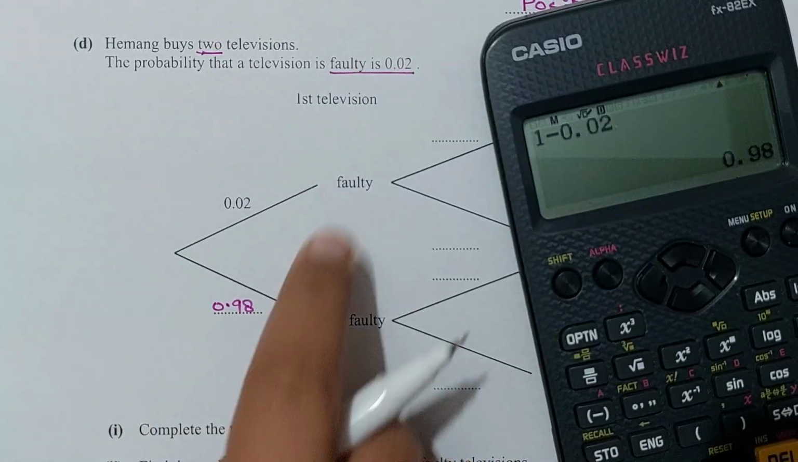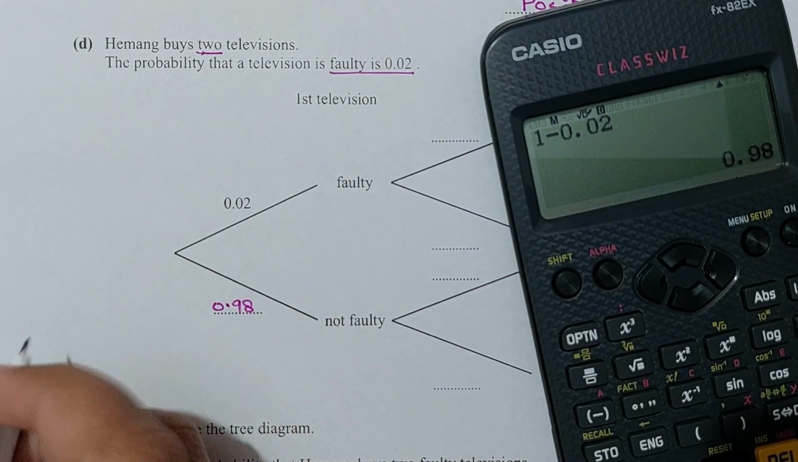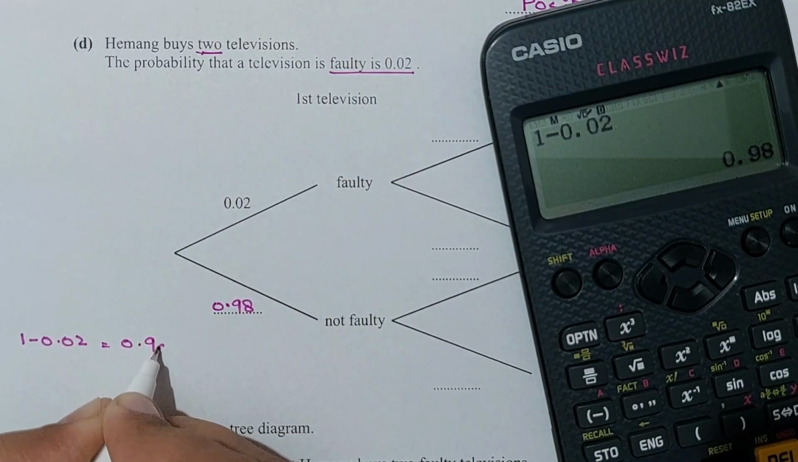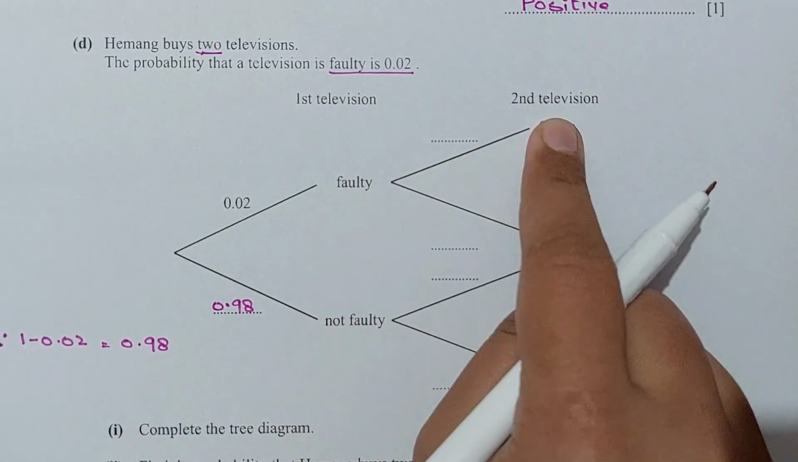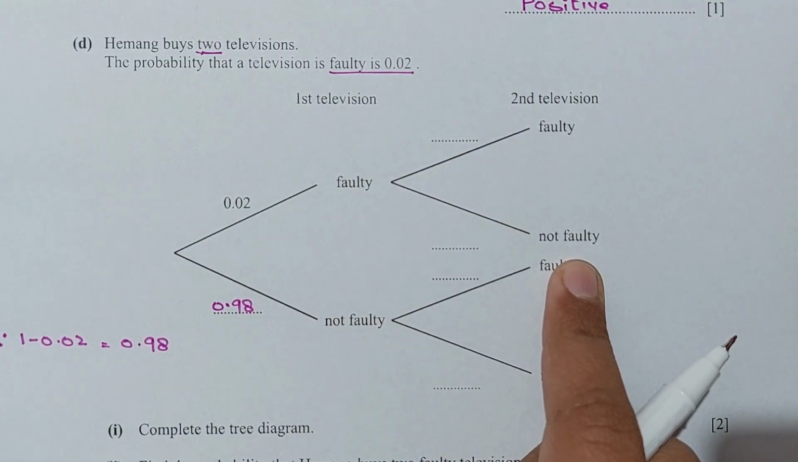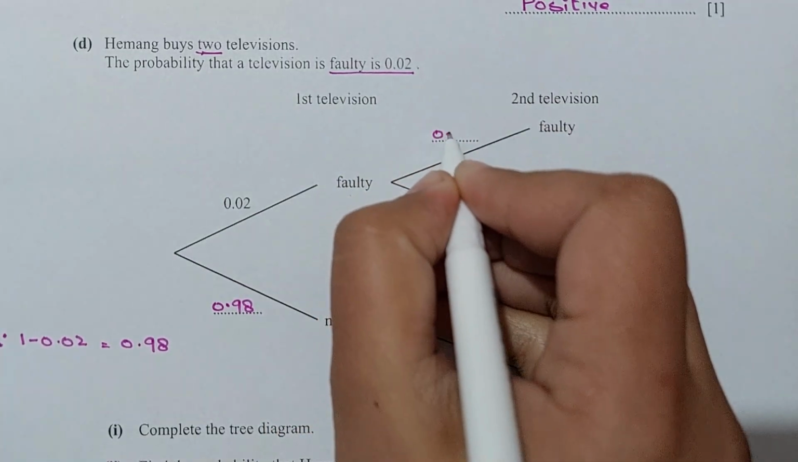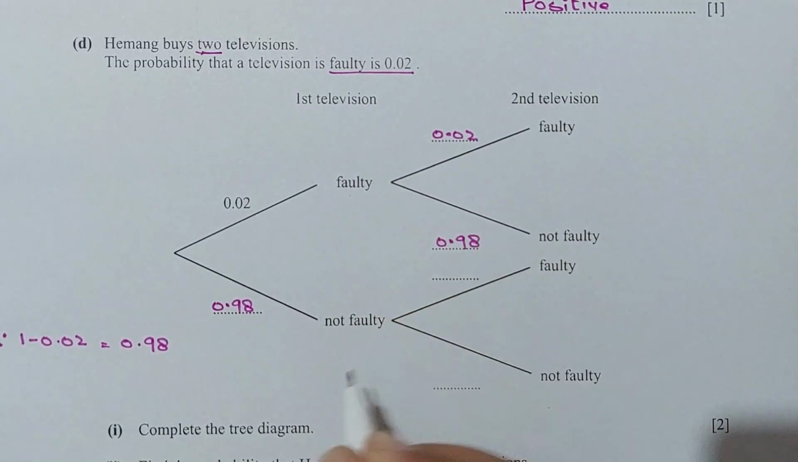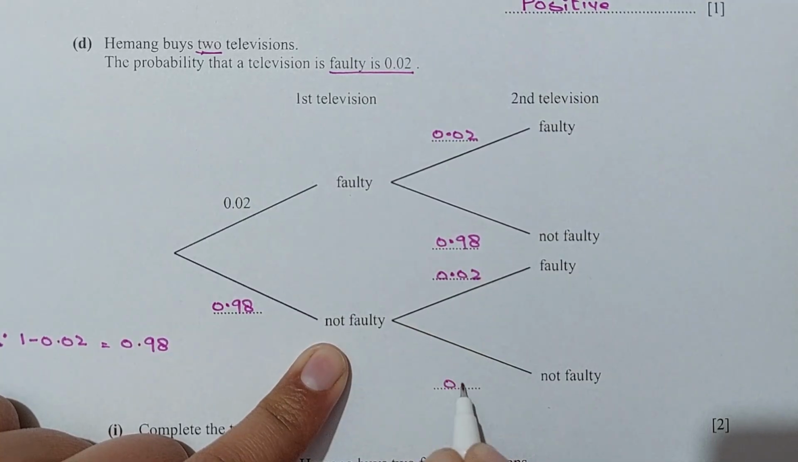The sum of the probability of faulty and not faulty should be equal to 1, right? So from 1 take away 0.02, this is 0.98. This is how I get it, right? Now faulty, second television, not faulty, second television. So for the second television, faulty is also 0.02 and not faulty stays the same, which is 0.98. For not faulty, the faulty stays the same, 0.02, and 0.98 for non-faulty.